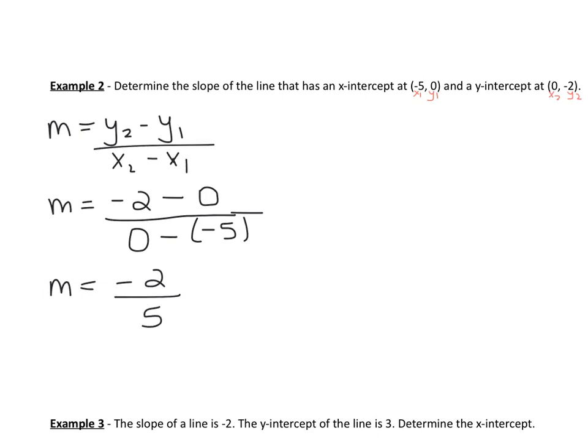Now you could go ahead and divide negative 2 divided by 5, but I think we're just going to leave our answer for slope as a fraction. Negative 2 over 5 does not reduce in lowest terms, so our final answer for the slope is simply going to be negative 2 over 5.